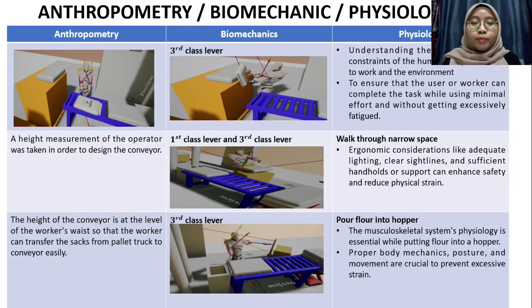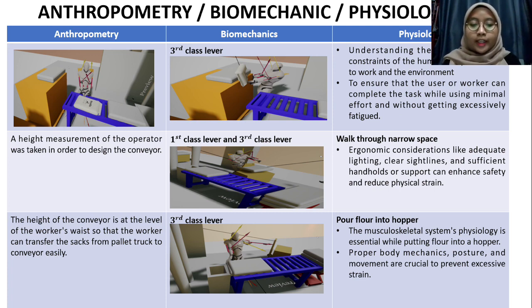This is an example of improved design for anthropometry, biomechanics and physiology. Firstly, for anthropometry, the improved design is the height of the conveyor. The height of the conveyor is at the level of the worker's waist so that the worker can transfer the sack from the pallet truck to the conveyor easily.